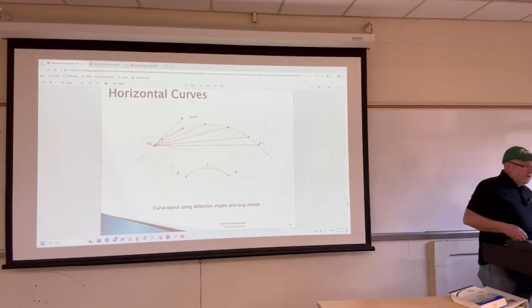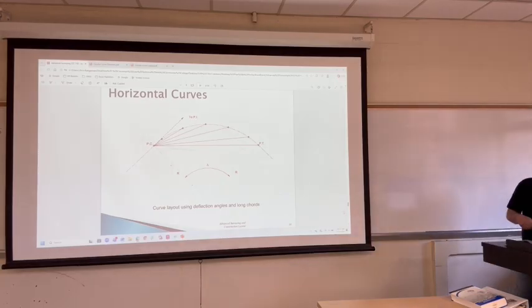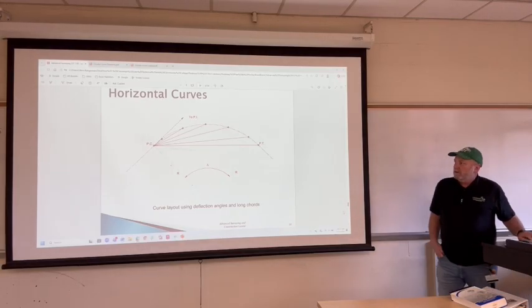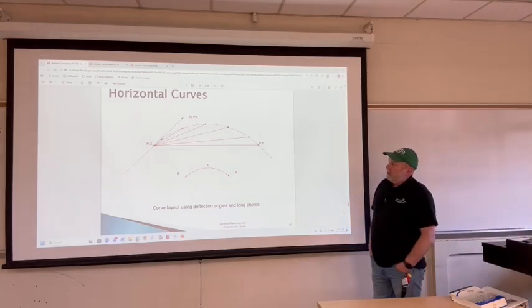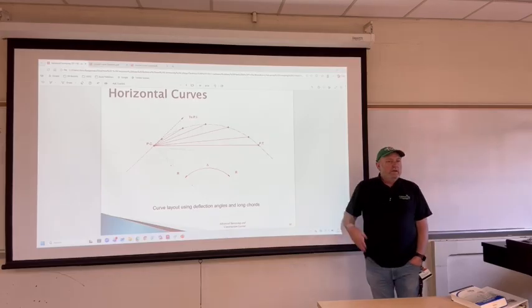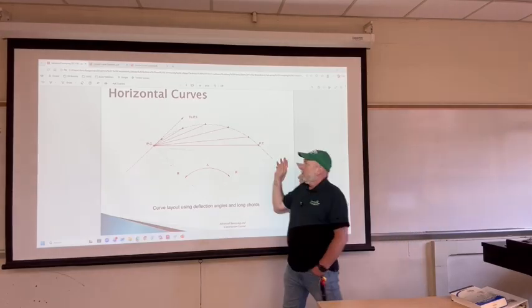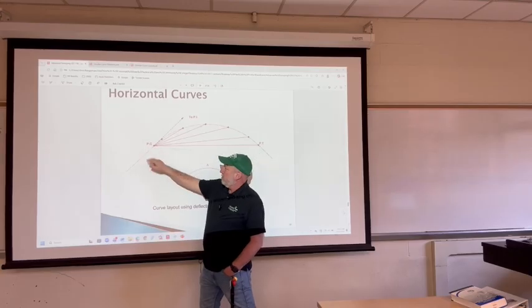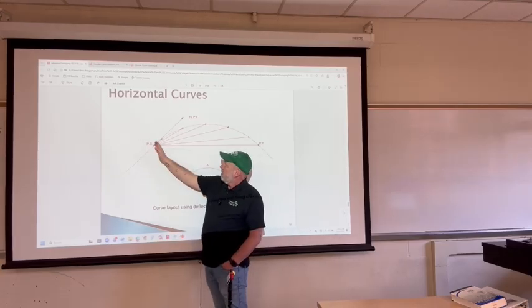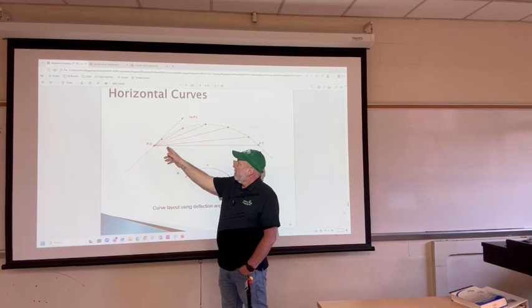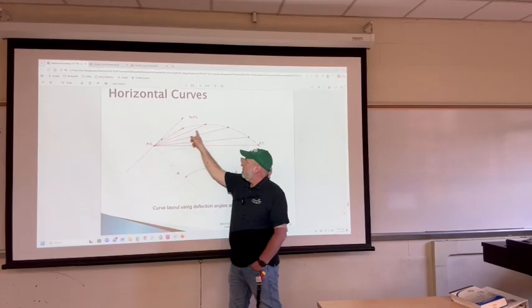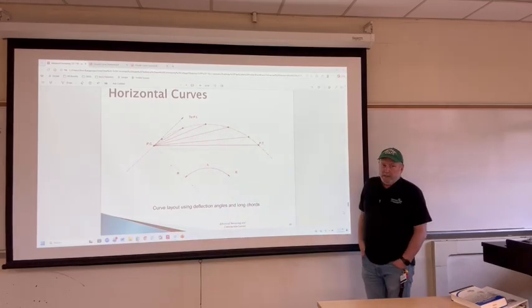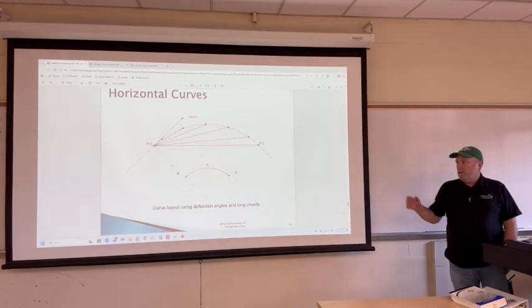Let's go over a couple of things here real quick. So kind of talking about horizontal curves and layout in regards to this. A lot of times what we will calculate would be our long chords to various points along the alignment. What I mean is you have your instrument set up at your PC, backsight your PI, calculate and turn deflection angles through this, and calculate your distances from your PC to each point specifically. Long chords.